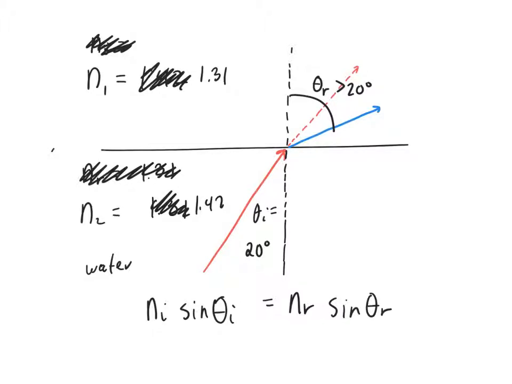So maybe by the time this becomes 35, this gets to 90. Or by the time this gets to 50, this gets to 100 degrees. And 100 degrees would be like that. It would be all the way past 90 and bend back in. So there's going to be a point where this angle is big enough to cause this angle to be more than 90. When that point occurs, it's called the critical angle. That's the critical angle. And there's a formula for it that you can use to plug in. And I'll show you in a moment.